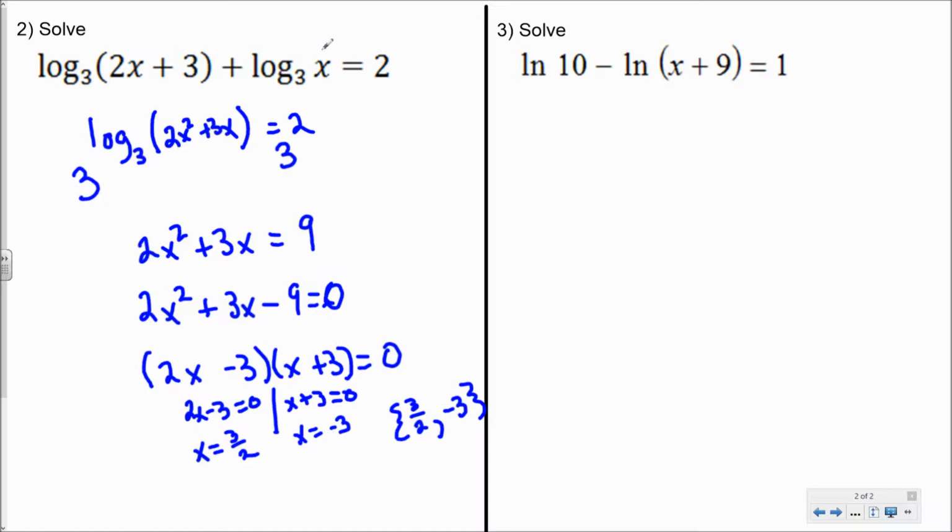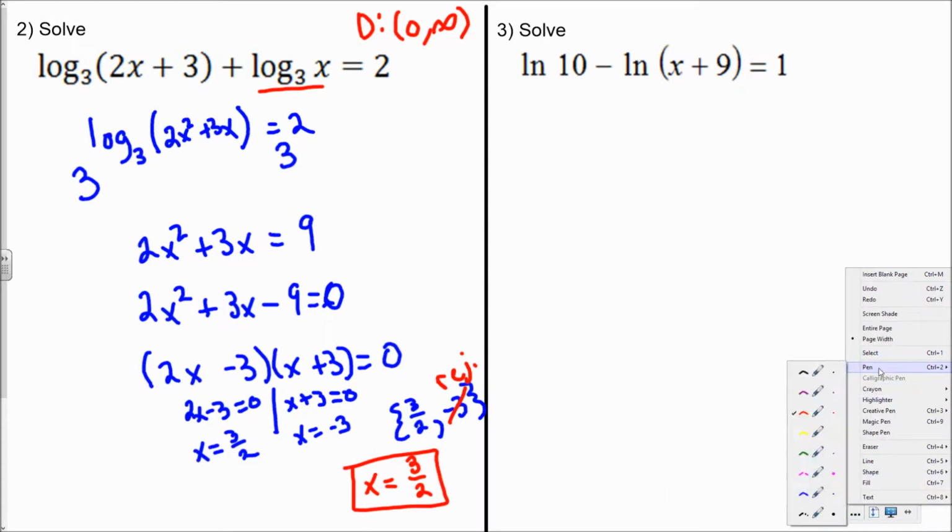The only problem is when I plug negative 3 in to my second logarithm, I'm taking the log of a negative number. And because the domain of all logarithms is from 0 to infinity, negative 3 is not part of that domain. I will not be able to plug it into the second log. Therefore, I'm going to reject this as a possible answer. And I end up with only one solution, which is x is 3/2.